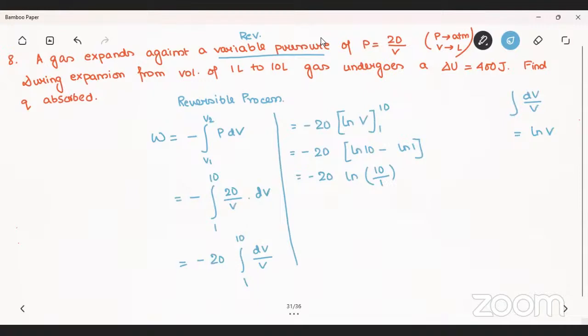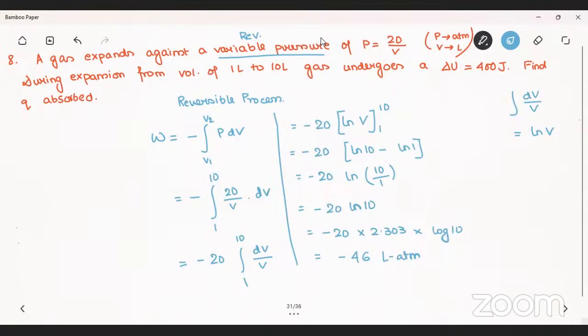ln 1 is zero. Wait, I've made a mistake, I guess. So this is minus 20 ln 10. Okay, minus 20 ln 10 is minus 20 into 2.303 into log 10. So this will come to around minus 46 liter atm. Whatever work you calculate here, you will be getting in liter atm only.